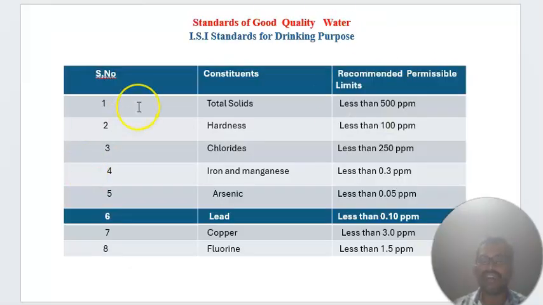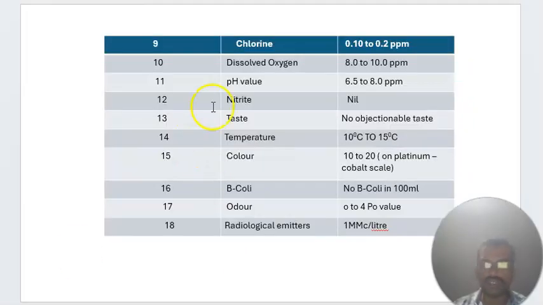Now you can see the standards of good quality water, the ISI standard for drinking water. The Indian Standards Institution sets the ranges you need to maintain for good quality water. Total solids should be less than 500 ppm, hardness less than 100 ppm, and chlorides less than 250 ppm, along with iron, manganese, arsenic and lead. You can also see the pH, which is 6.5 to 8.5. These are the parameters, ranges and limits mentioned by the ISI, the Indian Standard.